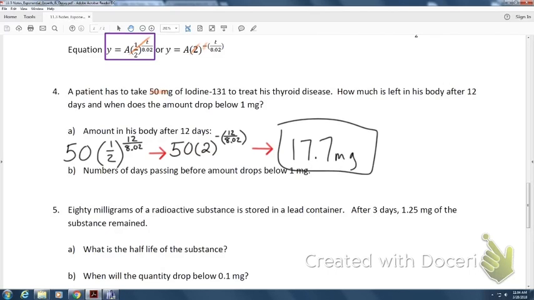How many days would it take for it to drop below 1 milligram? Okay. Real quick, before we get to that though, what is going to be different between this right there that I just put in the purple box and what I'm going to put into y equals? The 12. The 12 is going to be what? X.